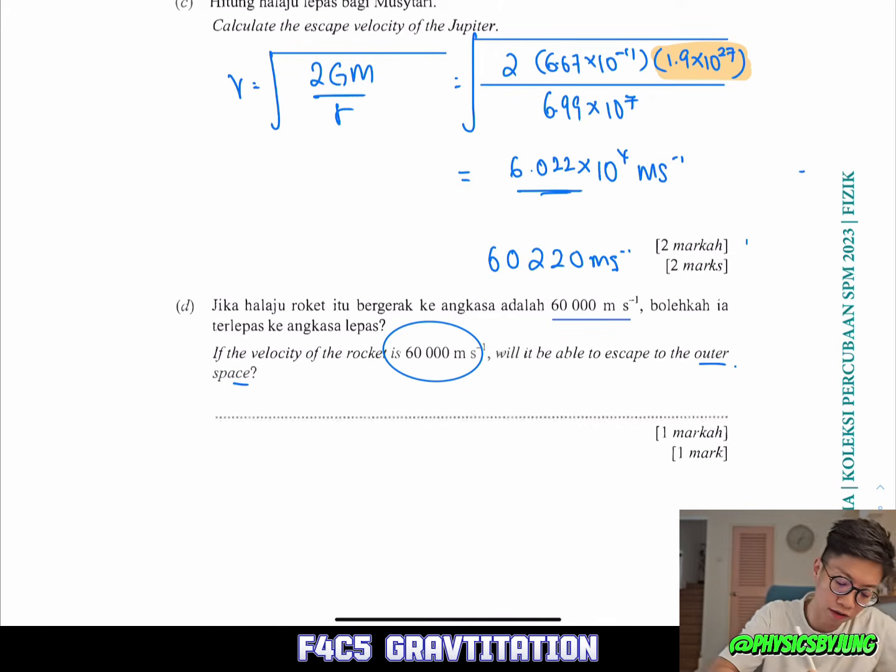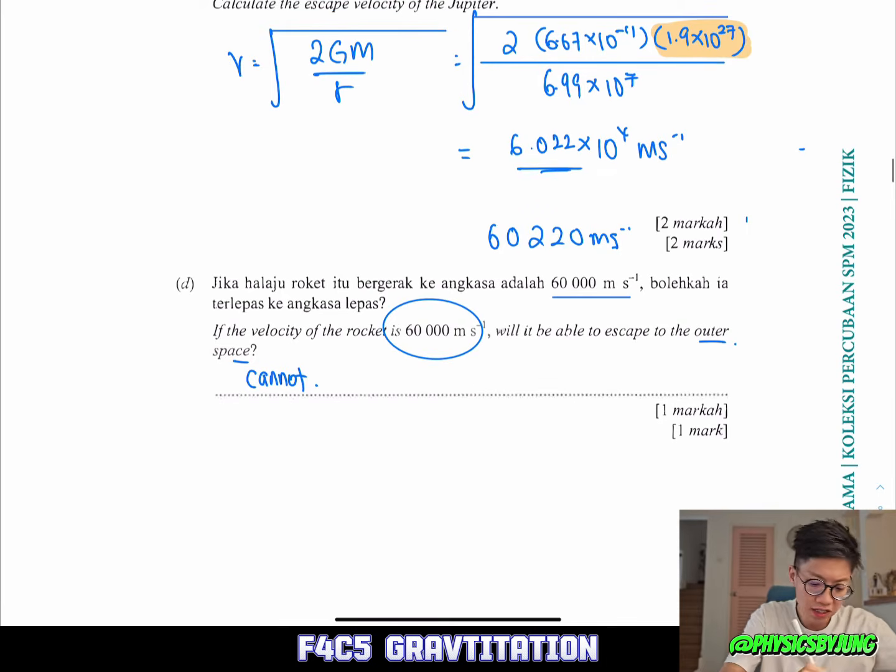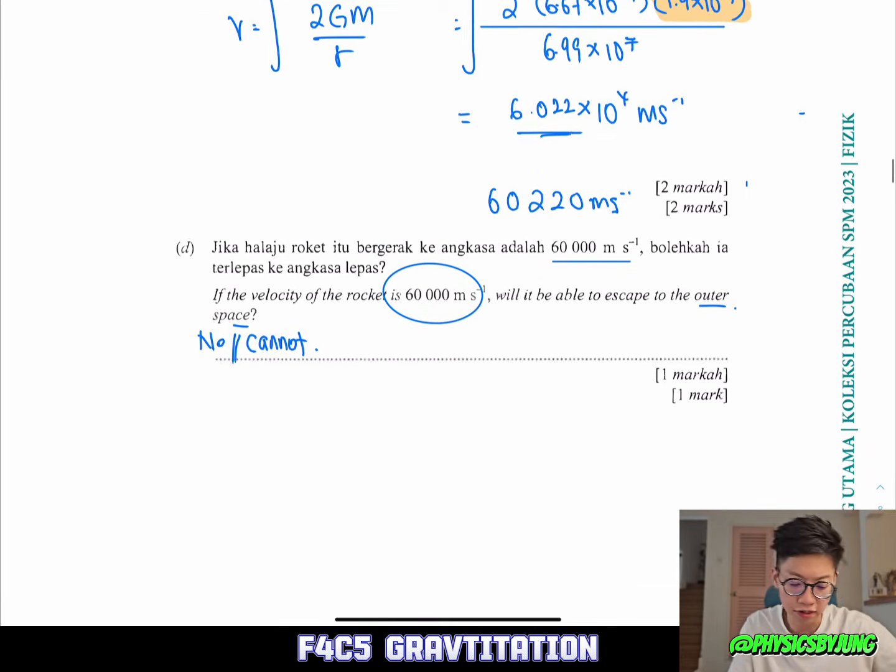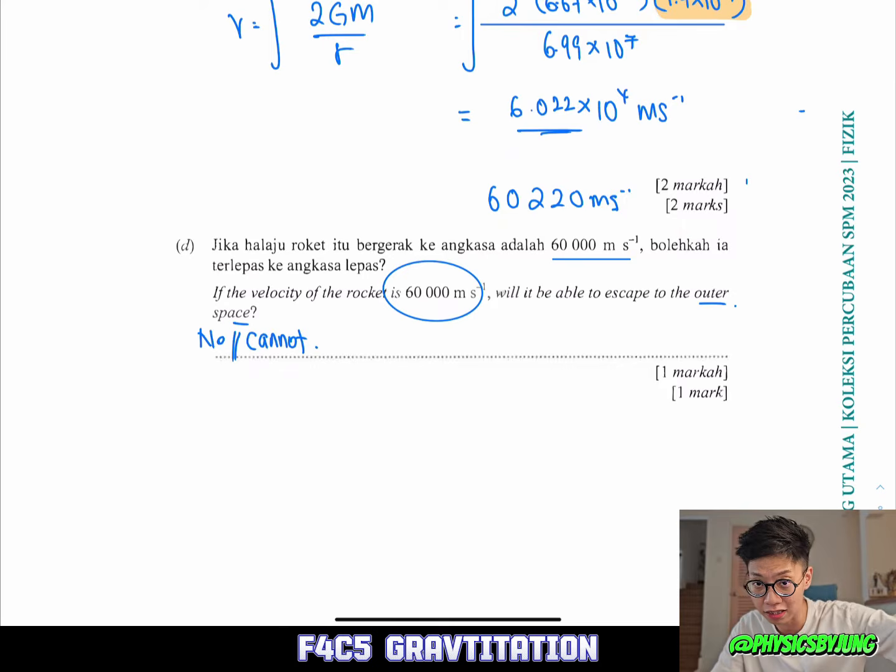So can it escape to outer space? The answer is cannot. Or you can just say no. Cannot escape to outer space because it is less than the minimum velocity required. So this is our first structured question.